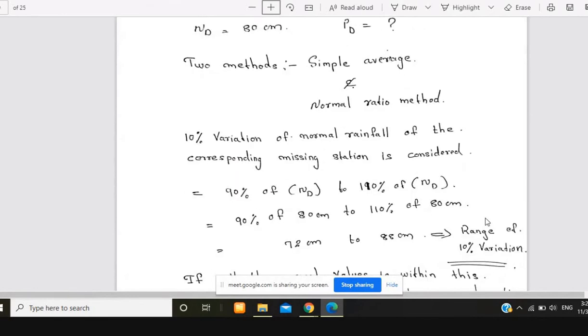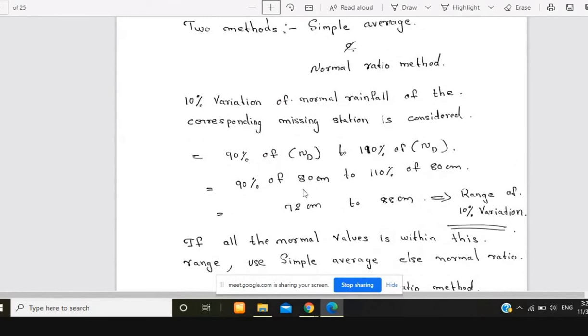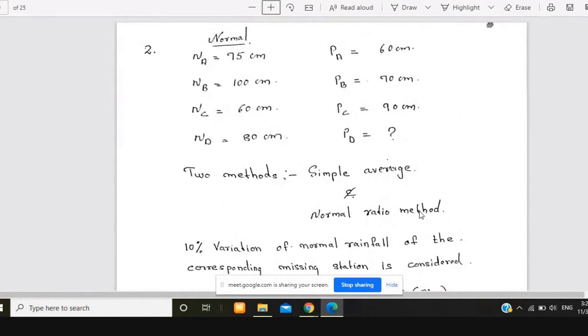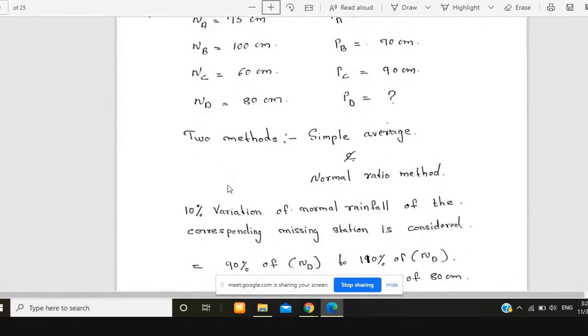So the ND value is 80 centimeter. 90% of 80 centimeter is 72 centimeter, and 110% of 80 centimeter is 88 centimeter. So this is the range of our 10% variation, which ranges from 72 to 88. So 75 is coming within that range, but 100 is outside of that range, and 60 also is outside of that range. So we cannot take the simple average method. We have to apply the normal ratio method to obtain the missing data.